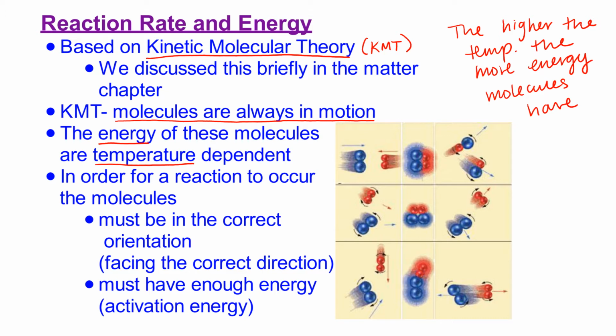And the way that this relates to the idea of reaction rate is that in order for a reaction to even happen, two things have to be satisfied. So the first thing is that the molecules themselves have to have the correct orientation. They have to be facing in a correct direction. And usually that's going to be like a head-on collision. If they're not hitting each other in the correct orientation, they're not going to react. The second criteria is that they have to have enough energy. So obviously, if you have a higher temperature, the likelihood of those molecules having enough energy to cause a reaction is going to be greater.